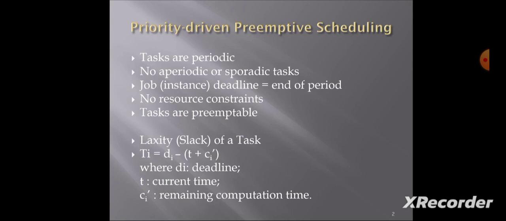In addition to that, the slack of a task Ti is considered as Di minus (T plus Ci'), where Di is the deadline, T is the current time and Ci' is the remaining computation time.